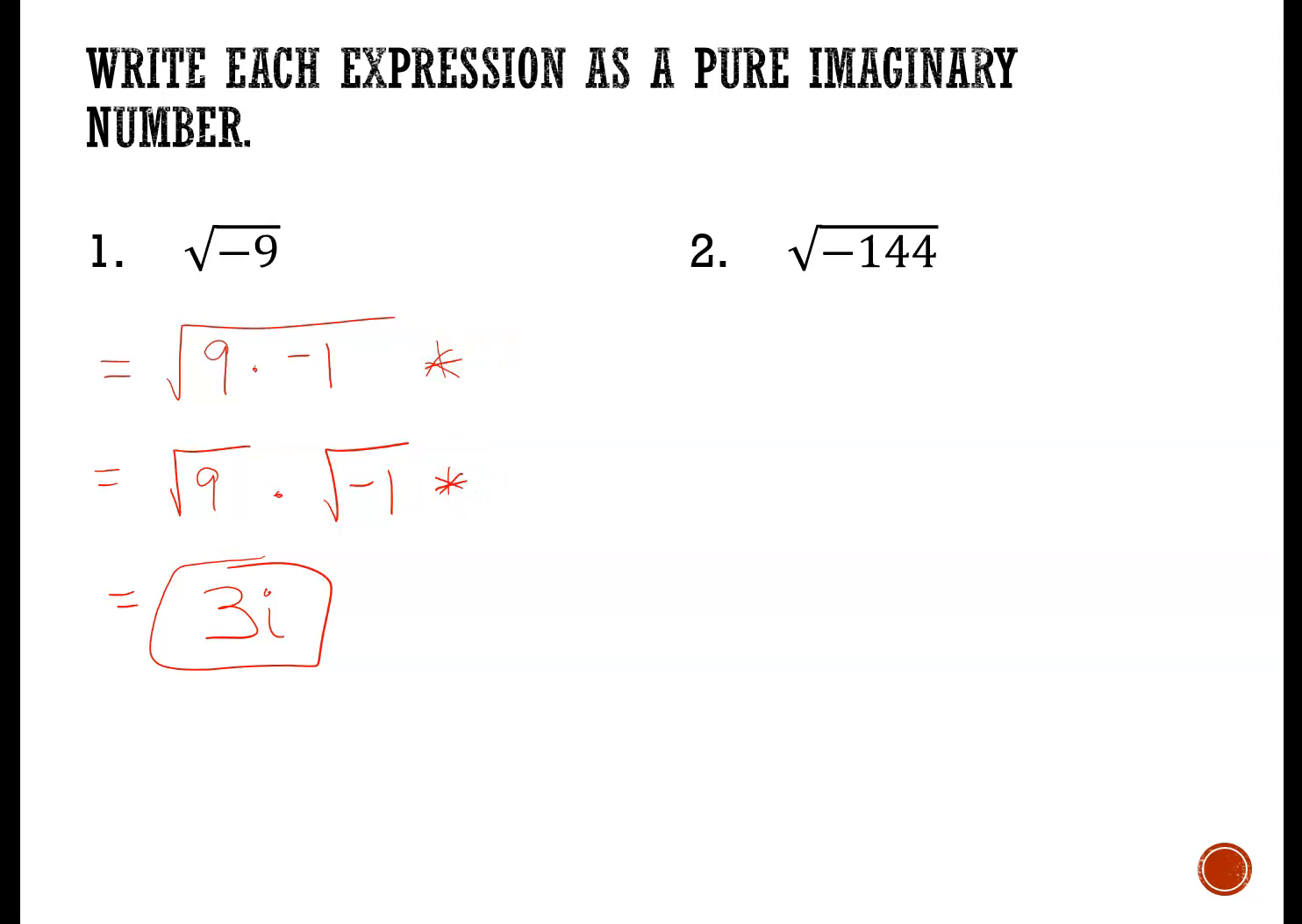You basically think of it as, I'm going to take the square root of the 9, like I normally do, and then I'm going to turn the negative into the i. Now remember, if the negative is out front, the negative just stays out front. It's only when the negative is underneath that it turns into i.